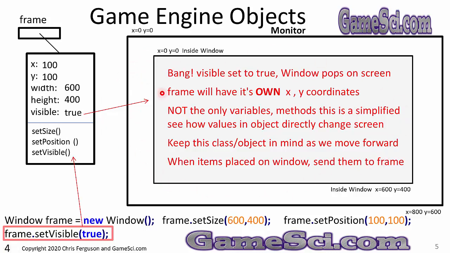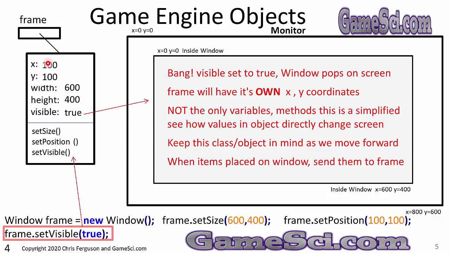The window pops up, and the frame will have its own X and Y coordinates. What am I saying here? Now, this is the screen coordinate. The top left corner is screen 0, 0. When you pop up a window, the window is going to have its own X-axis, its own Y-axis, and of course the top left, in Java's case, is going to be 0, 0.